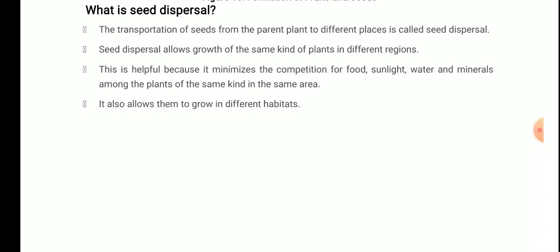It also allows them to grow in different habitats. It depends on the climate, or you can say the nature of that particular place where the seed has been dispersed. So, I hope dispersal of seed is clear to you. The transportation of seeds from the parent plant to different places is called seed dispersal. Read these points and then we will be moving forward.